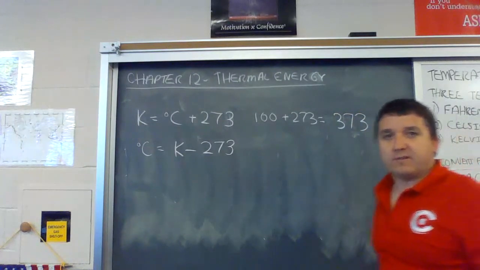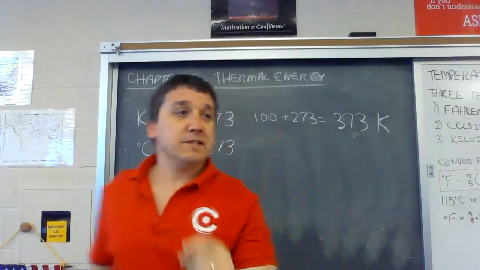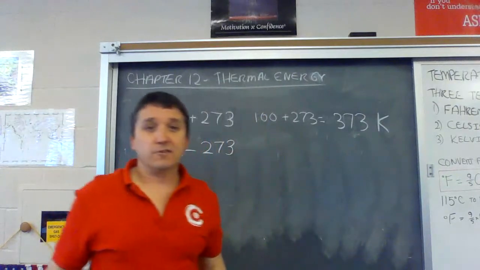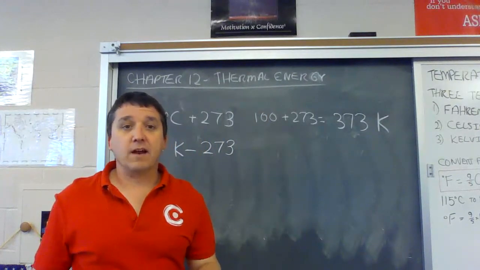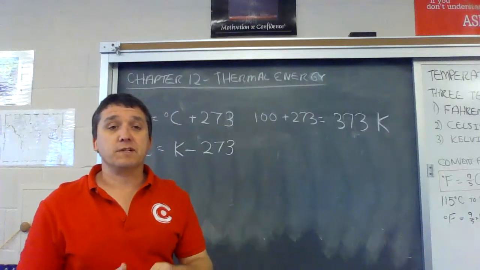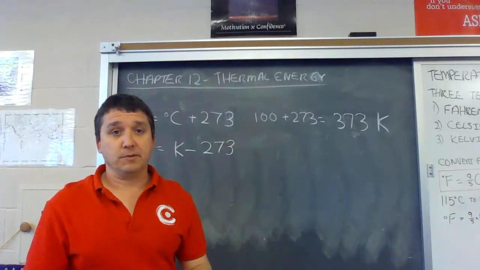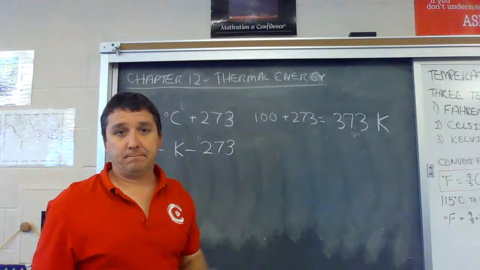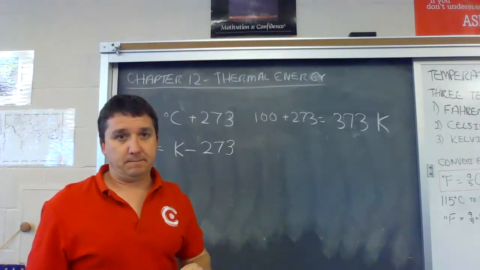There's your answer, 373 Kelvin. You notice anything that's missing here? There's no degree symbol. The standard convention is when you write temperatures in Kelvin, you do not include the degree symbol. It's just 373 K. Put a capital K, and that's it.